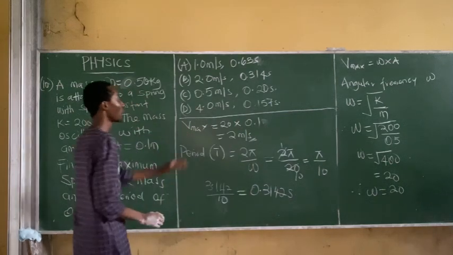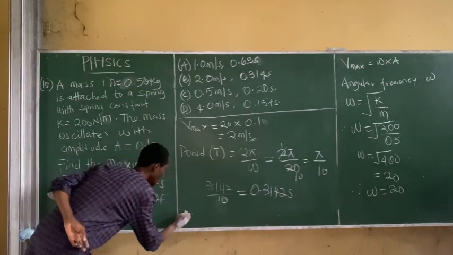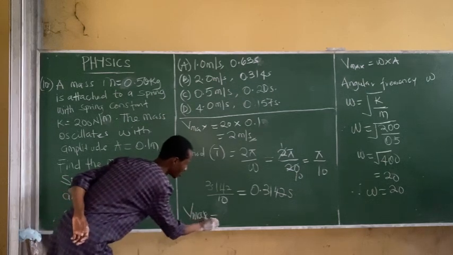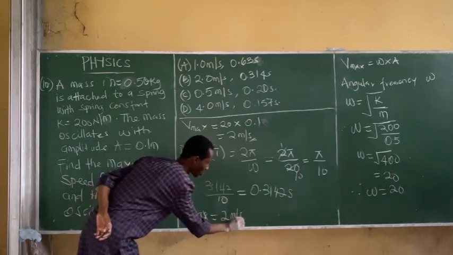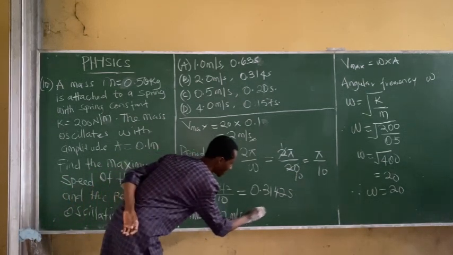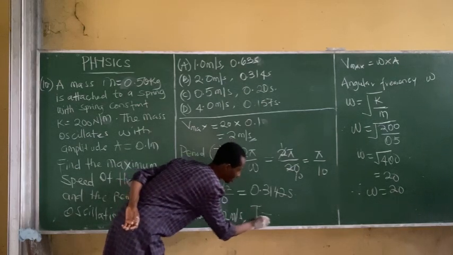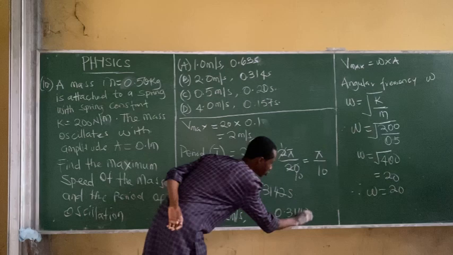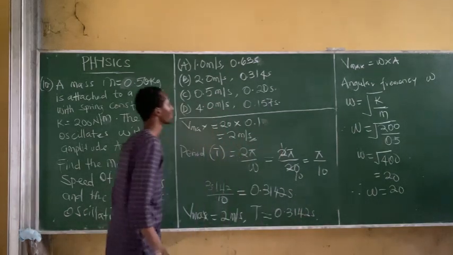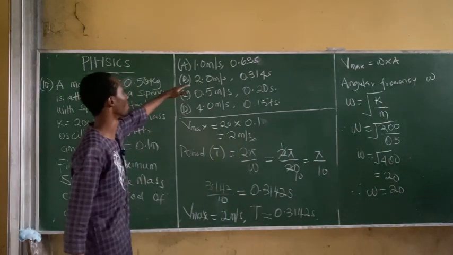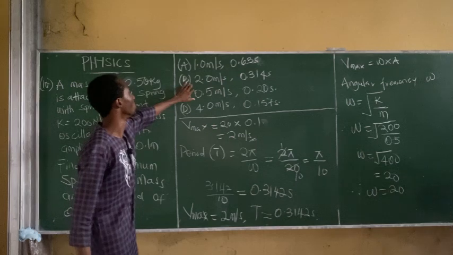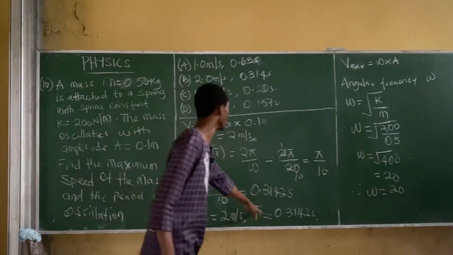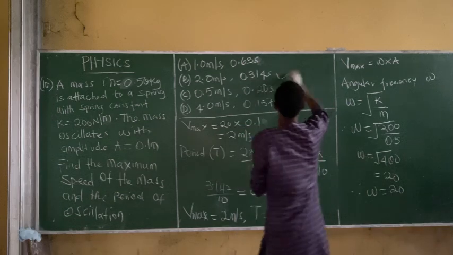Therefore, we have the maximum speed to be 2 meters per second, and we have the period to be 0.3142 seconds. The correct option here is option B. The maximum speed is 2 meters per second and the period T to be 0.314 seconds.